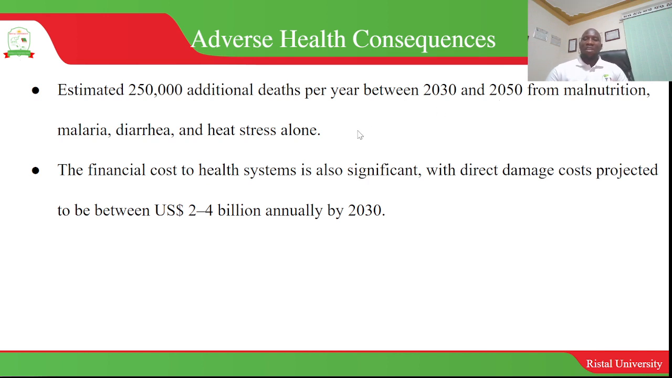When we talk about malaria, it is not alien. When we talk about malnutrition, it is not alien. When we talk about the heat, it is not alien. So how prepared are we as a country? It's a question that all of us need to look at.